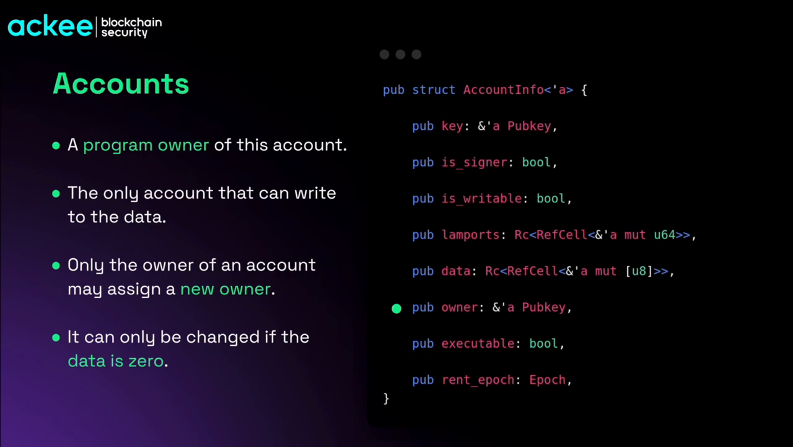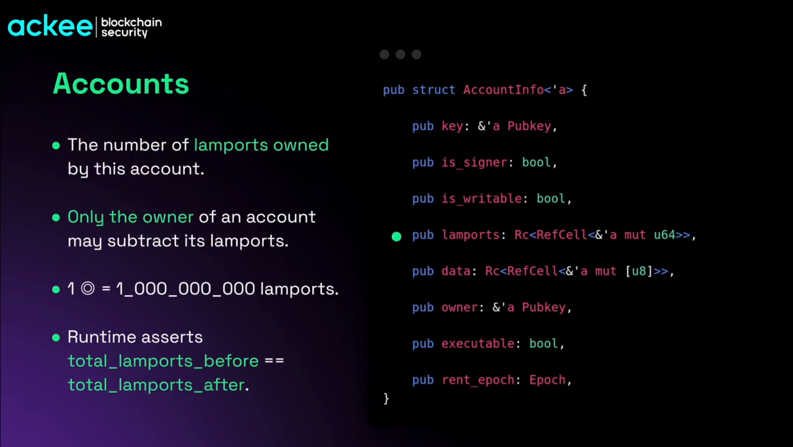Another one is a program owner, which is another pub key that indicates who's the owner of this account and the only account that can write the data into this account. Only the owner of the account may assign a new owner, and after it has been fully zeroed out, which means the data payload needs to be zeroed out before the owner assigns a new owner, essentially transferring the ownership of the account.